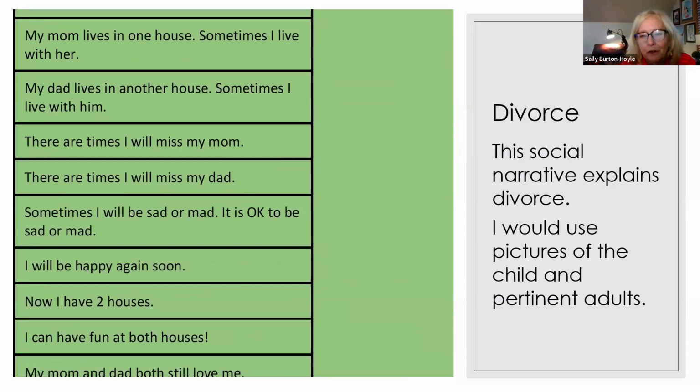This is a good one. This gave me lots of really good ideas. So this is a social narrative. Social narrative means social story, that they're using, and they may not meet the criteria of everything that they have, but again, an idea. My mom lives in one house. Sometimes I live with her. My dad lives in another house. Sometimes I live with him.